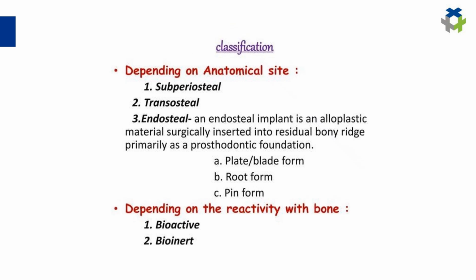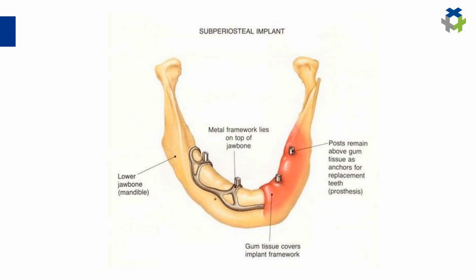Depending on the anatomical site, this is a subperiosteal implant. The gum tissue covers the implant framework. The posts remain above the gum tissue as anchors for replacement teeth. This is a metal framework which lies on top of the jawbone.